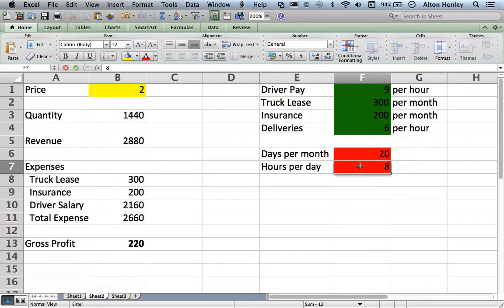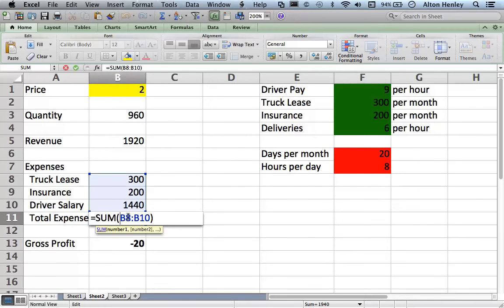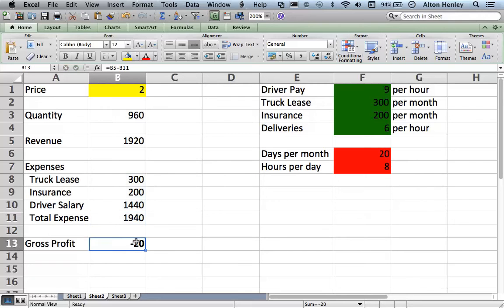But however you do it, once you make the assumptions, then I could say that the driver's salary was equal to the pay per hour times the hours per day times the days per month. Total those together, I get my expenses, and as I said, gross profit is equal to revenue minus total expense. Okay, so see what we're doing here? We started the model working backwards.